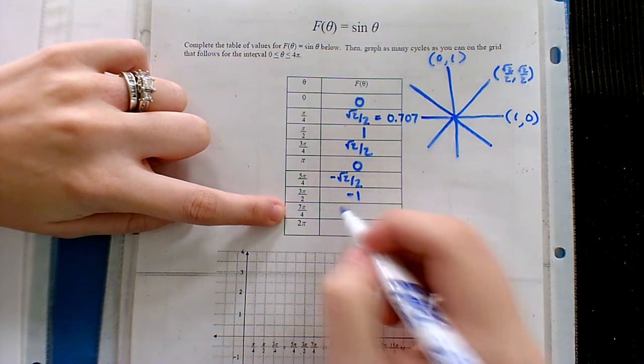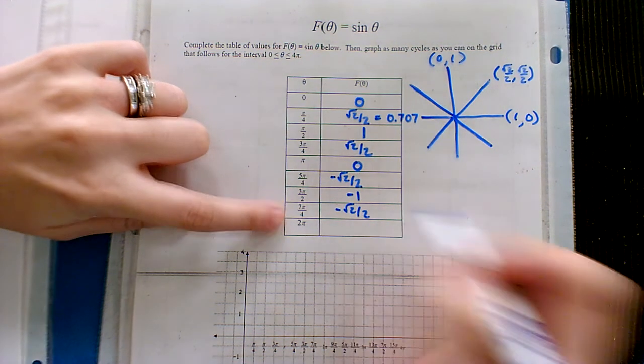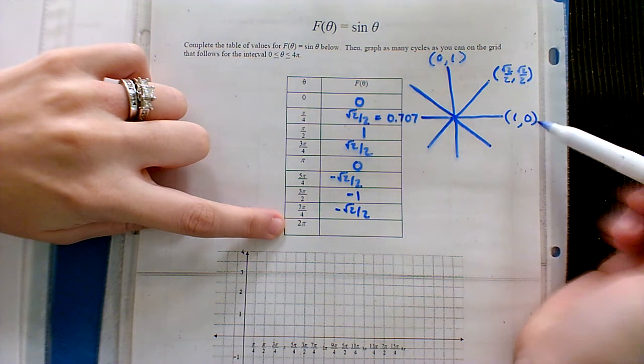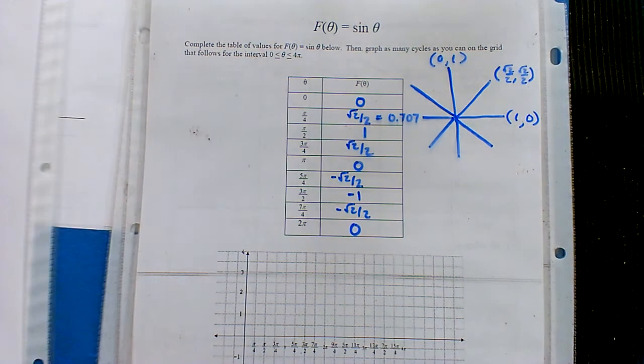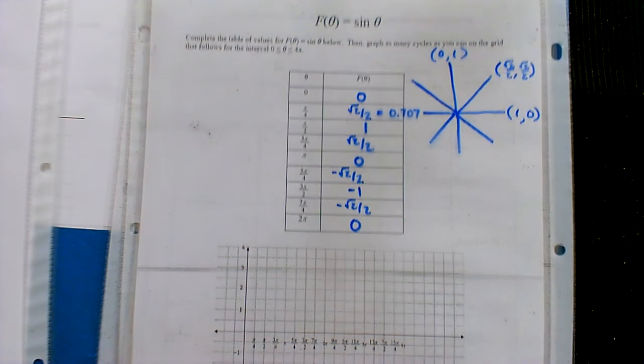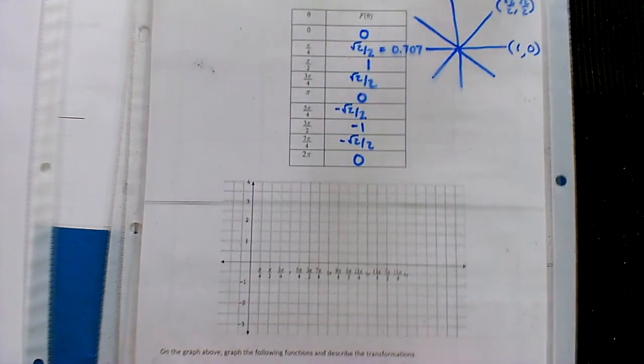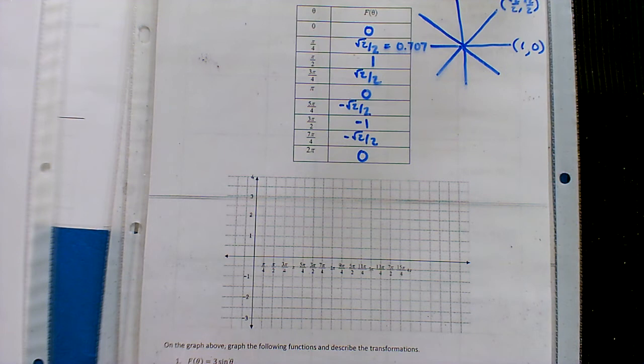Yeah? We're good. And then 2 pi, if we were to go in a full circle back to where we started, yeah, 0. Awesome. All right, so what we're going to do with this ordered pair table, we're going to plot these points to see what the graph of sine looks like. So let's go ahead and take the time to do that.